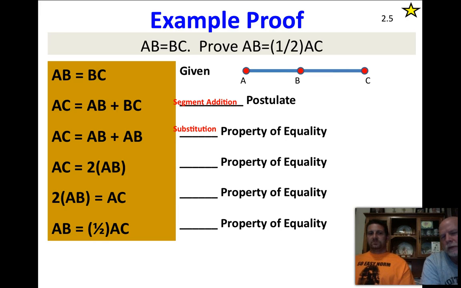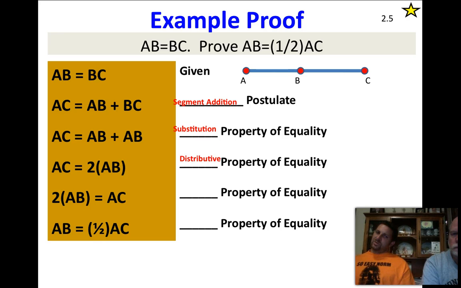Now again, it's kind of backwards maybe, if you see it that way. But it is the distributive property here, because you're distributing that 2 through there to get 2 of those same shapes, 2 of those same segments. So this is a distributive property.